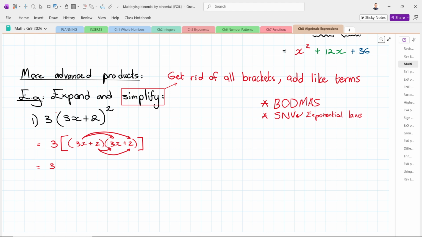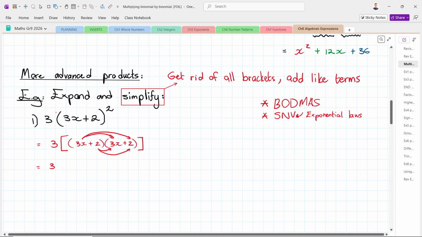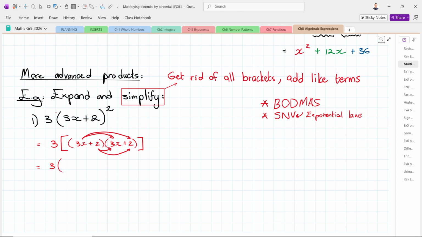Okay, it is going to eliminate the round bracket, so the square ones can become round now. You can also leave it square. But in any case, 3x times 3x gives me 9x squared. My outers, 3x times 2 gives me a positive 6x. 2 times 3x gives me a positive 6x. And 2 times 2 gives me 4.